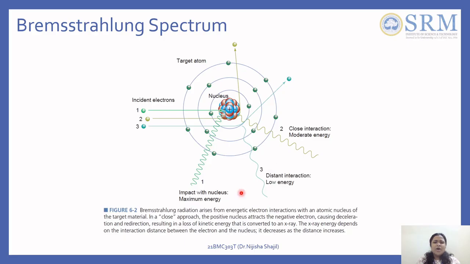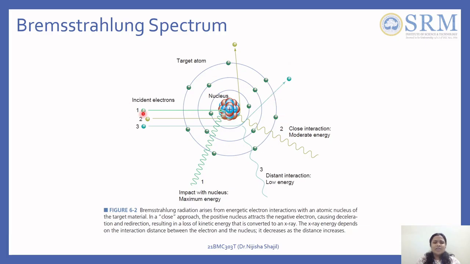Now to understand how one electron goes and hits a target and suddenly I get X-rays, I need to know this Bremsstrahlung spectrum. Imagine you have an electron here. This is your matter, tungsten, the target atom. Each atom has a nucleus which has the protons and the neutrons, surrounded by electrons which are revolving.